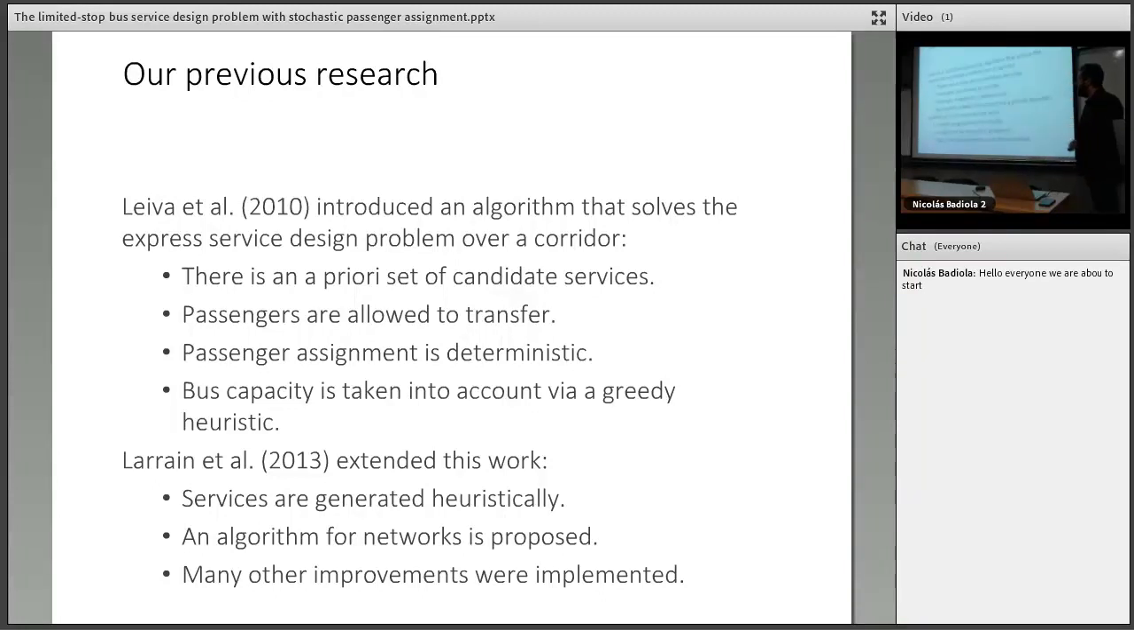Then Larraín et al., that means me and Juan Carlos and some other people, extended this work, and we generated services to fit Leiva's model, heuristically, and we also proposed an algorithm to work with networks, amongst many other smaller improvements in coding and algorithms.